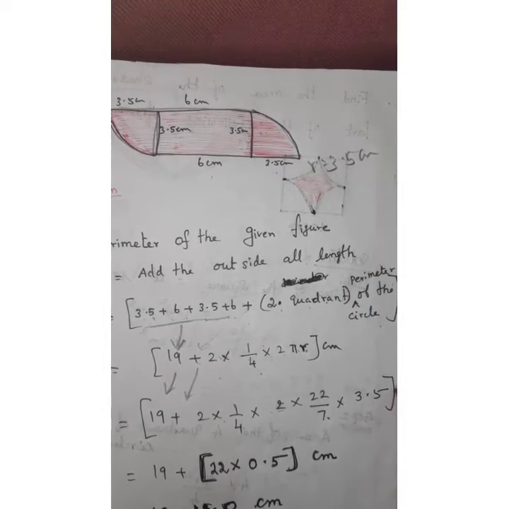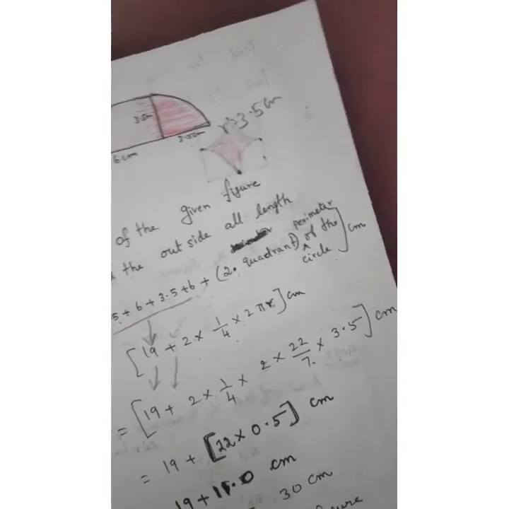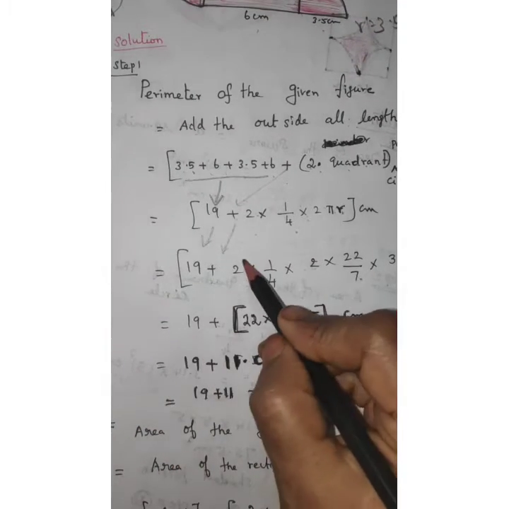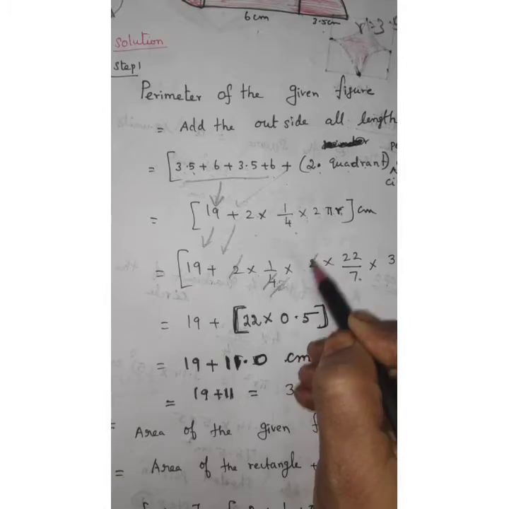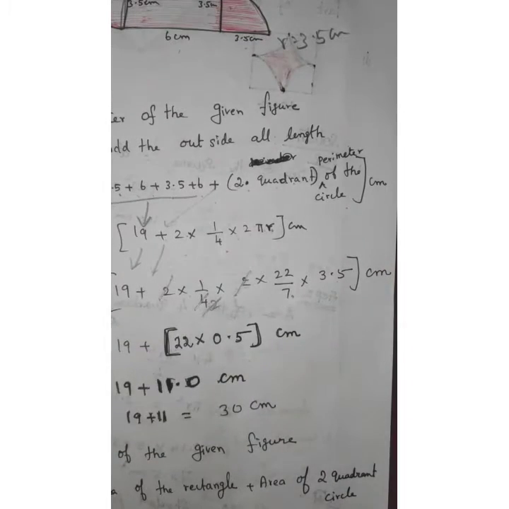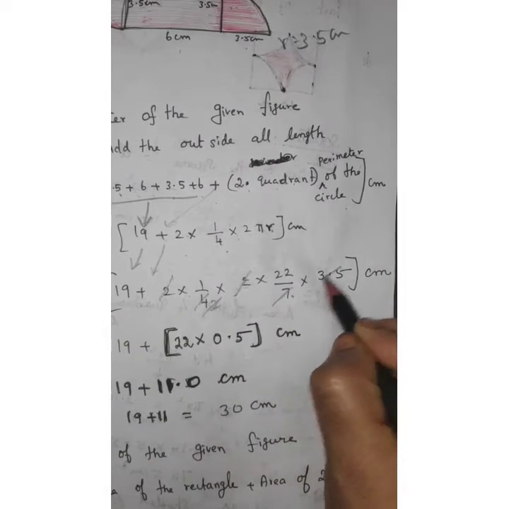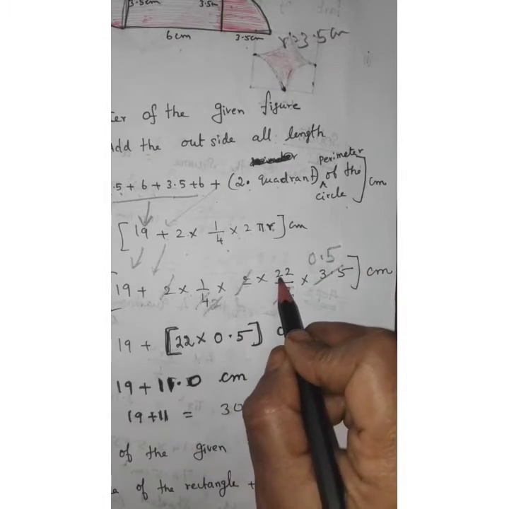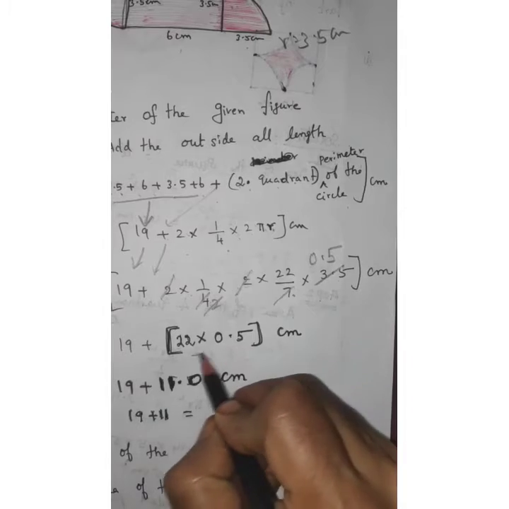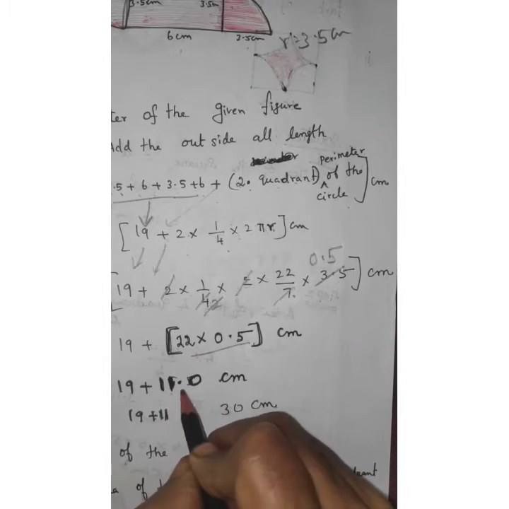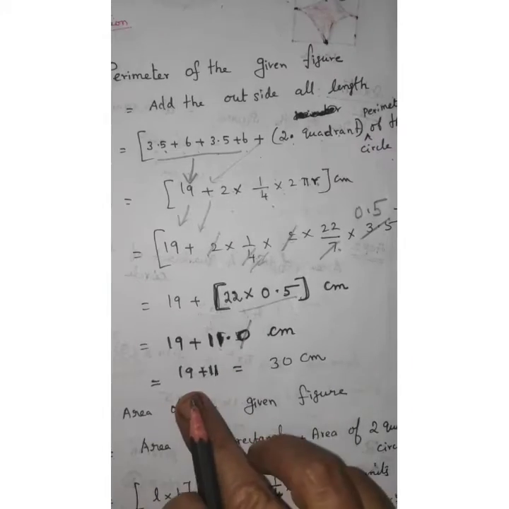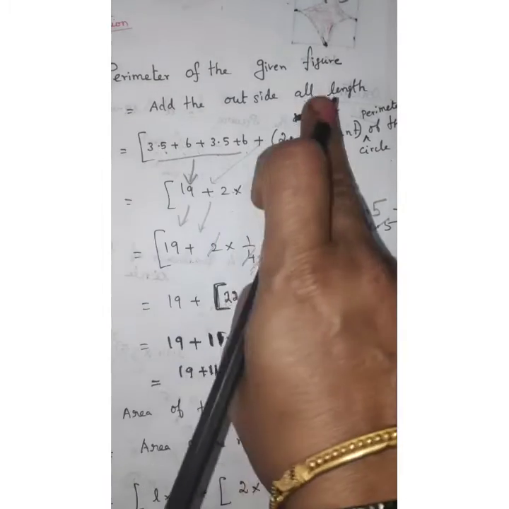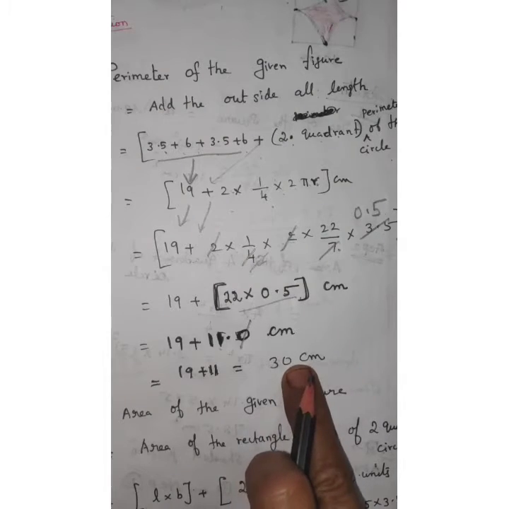So substitute 3.5 here. Next, 19 plus, 1 2 is 2, 2 2s are 4, the two 2s cancel. The 7 and 3.5 we strike out: 1 7 is 7, not possible, 0; 5 7s are 35. So the remaining numbers are 22 into 0.5, multiply and get the answer 11.0. 19 plus 11 equals 30 centimeter. This is the perimeter of the given figure, equal to 30 centimeter.